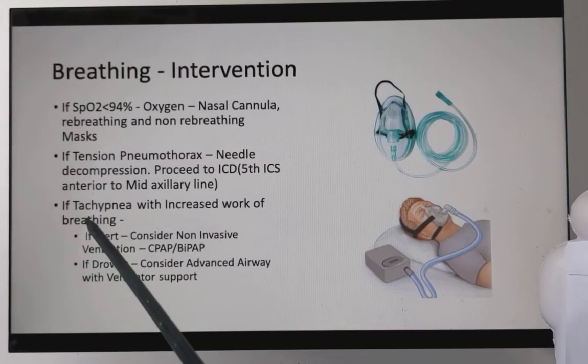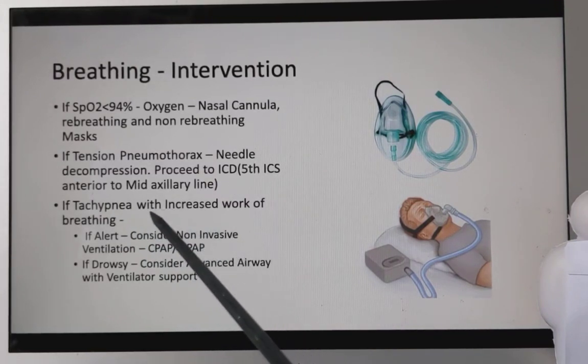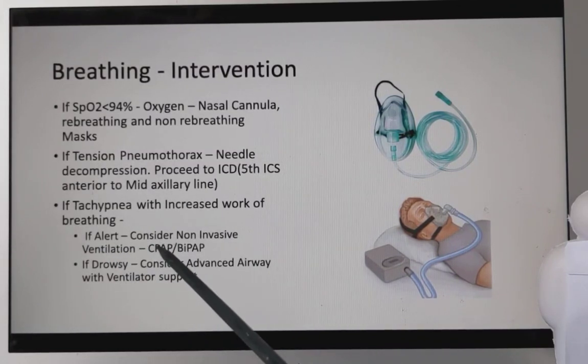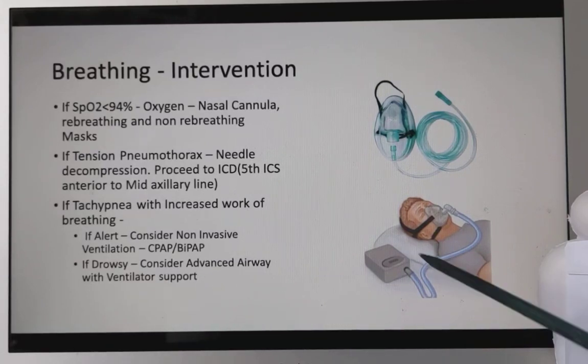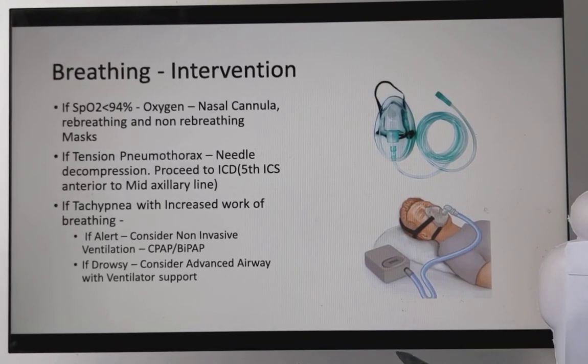Now, if you see that the person is tachypneic, meaning breathing fast, and there is increased work of breathing, then if they are alert, you can consider non-invasive ventilation methods such as CPAP or BiPAP, which is continuous positive airway pressure, or bilevel positive airway pressure. Of course, if they become drowsy, then an advanced airway with ventilator support is to be considered. Now, we will go on to the specifics of this as we move along.